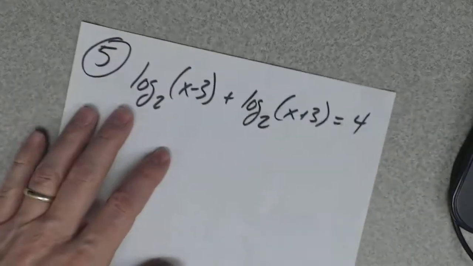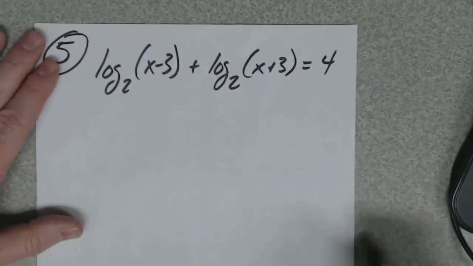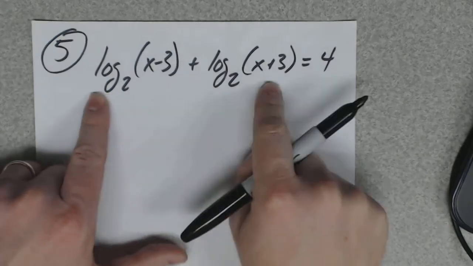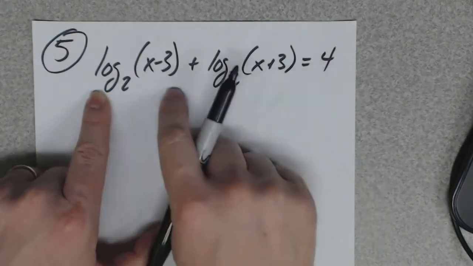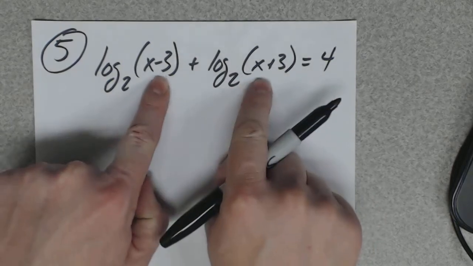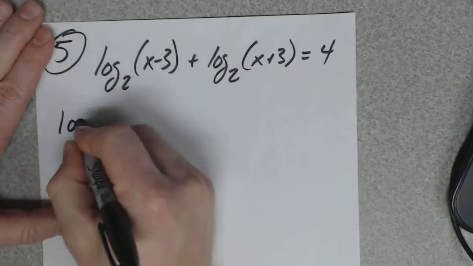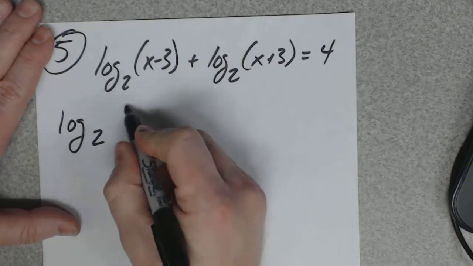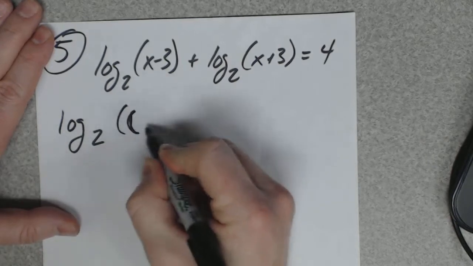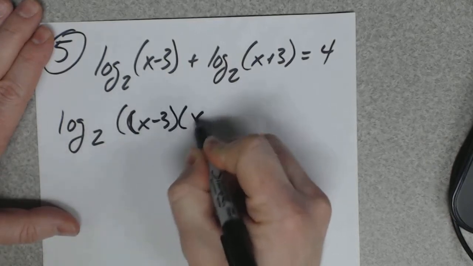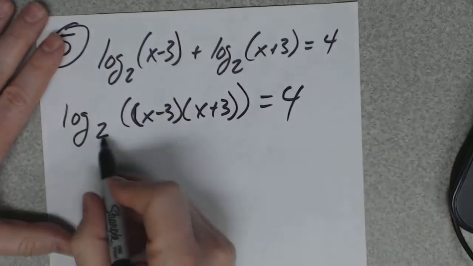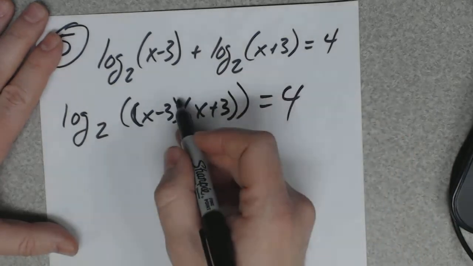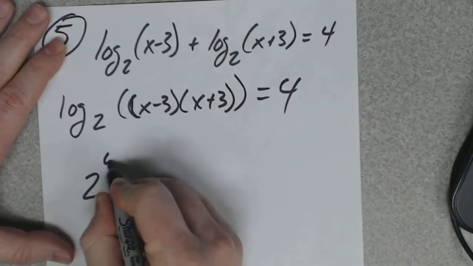So let's try another one like that. Let's jump over here to number 5. I see a plus in, it's the same question. It says the same directions. Round your answer to 4 decimal places. So I want to multiply these 2 guys together. So I rewrite it. Log base 2 of x minus 3 times x plus 3 equals 4. Well, that's 2 to the 4th power equals this. I'll rewrite it without the log.